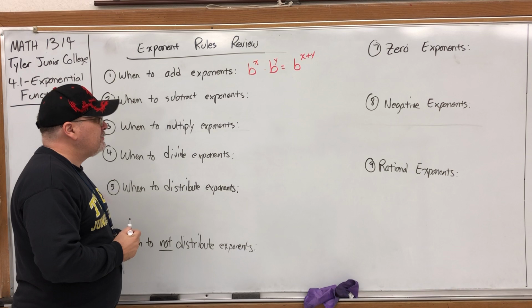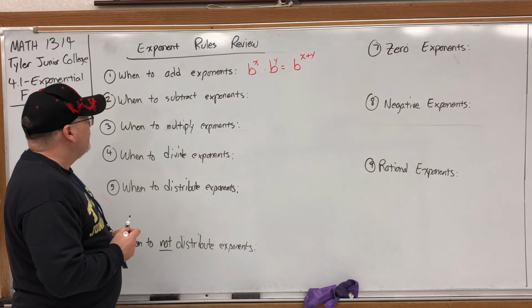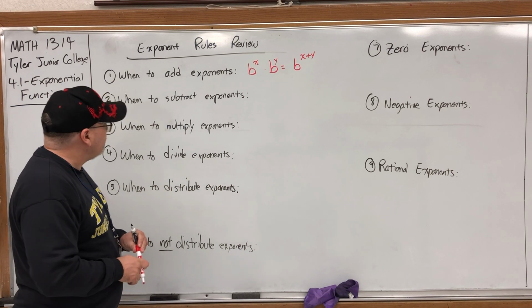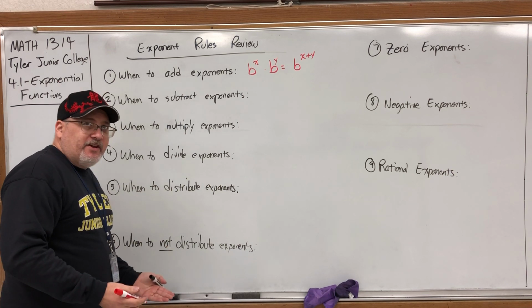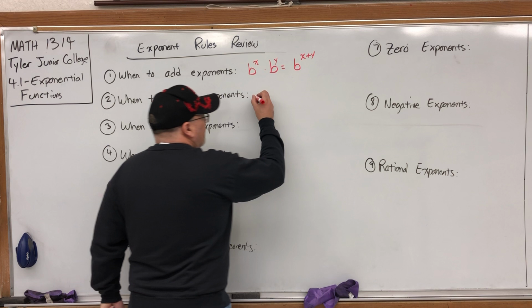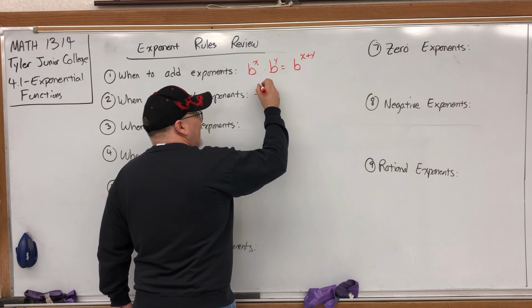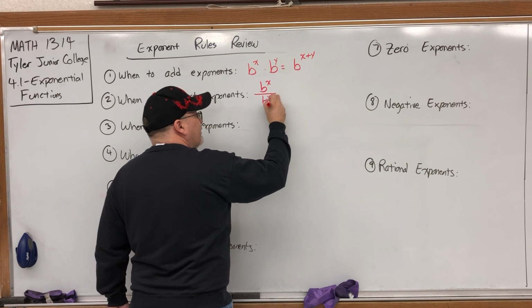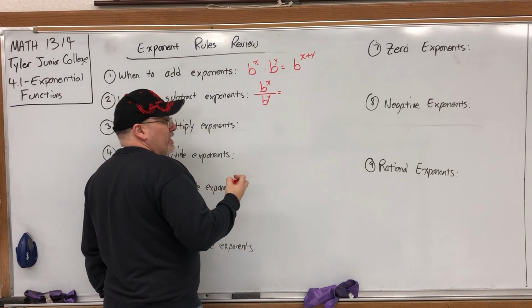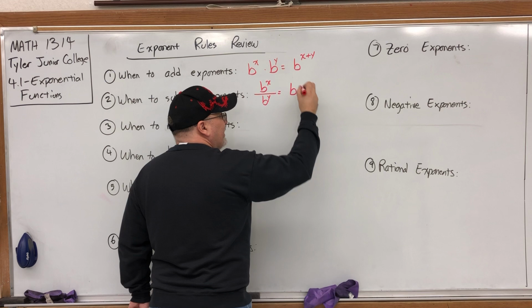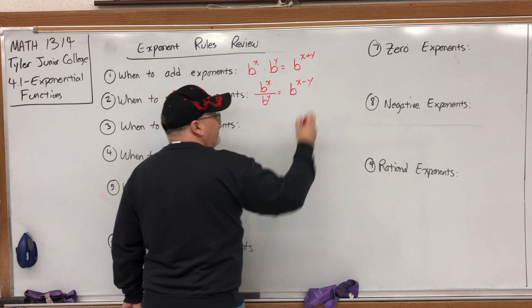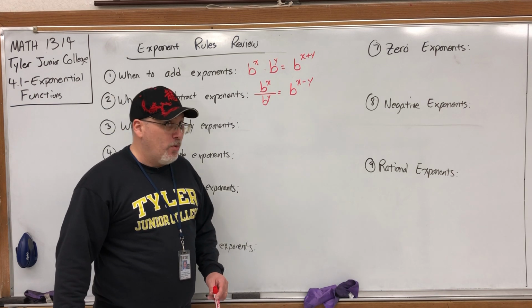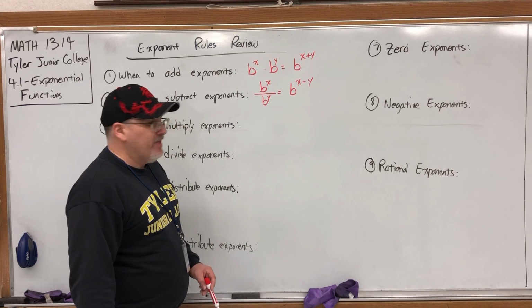When do we subtract exponents? Well, we add when we're multiplying expressions with the same bases. We subtract when we're dividing expressions with the same bases. But since division is typically written as a fraction, we'll put b to the x on top of b to the y. And this is the setup for when you subtract exponents. You keep the base the same, and then you subtract the exponents. So b to the x power divided by b to the y power equals b to the x minus y power.